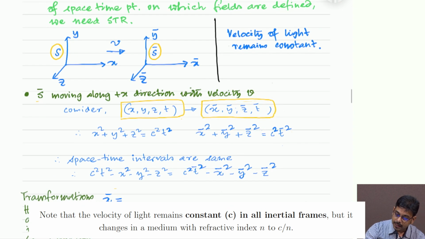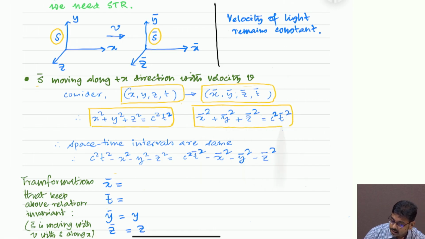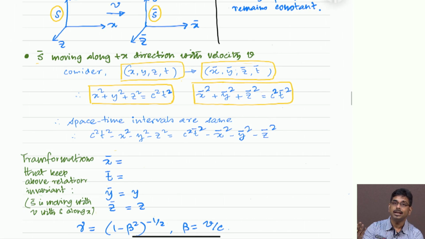Now, if that is the case, then you can simply say that x squared plus y squared plus z squared must be equal to c squared t squared, which is true for the S frame, whereas for the S bar frame, I must write this relation as x bar squared plus y bar squared plus z bar squared equal to c squared t bar squared, correct? Or in another way, we can say that the space-time intervals are kept constant, that is, c squared t squared minus x squared minus y squared minus z squared must be equal to c squared t bar squared minus x bar squared minus y bar squared minus z bar squared.